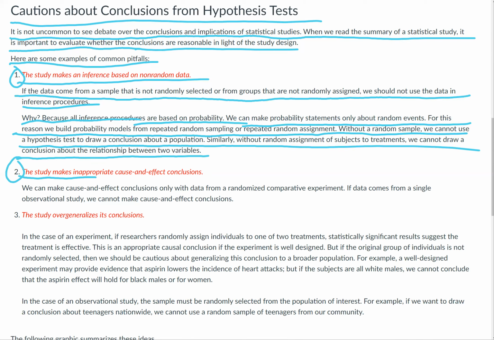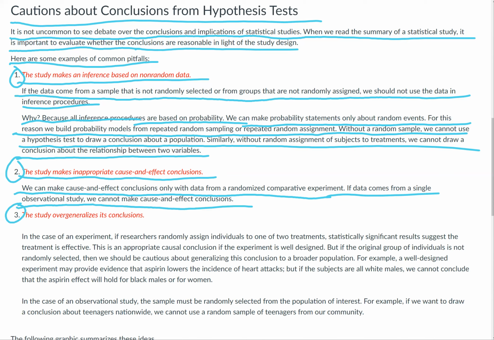Secondly, the study makes inappropriate cause and effect conclusions. We can make cause and effect conclusions only with data from a randomized comparative experiment. If data comes from a single observational study, we cannot make cause and effect conclusions. Third, the study overgeneralizes its conclusions.